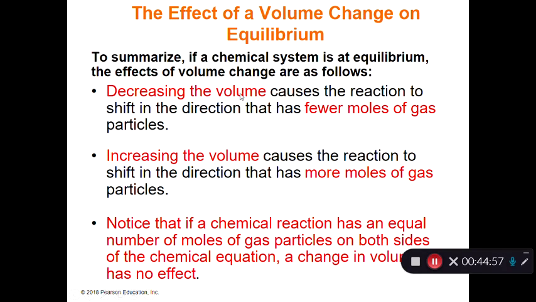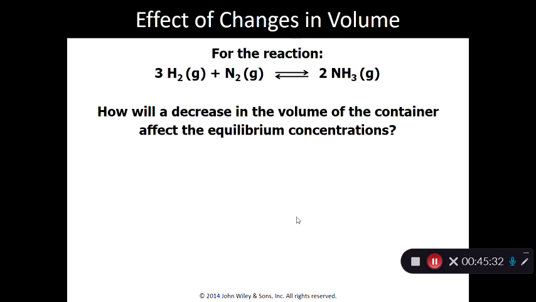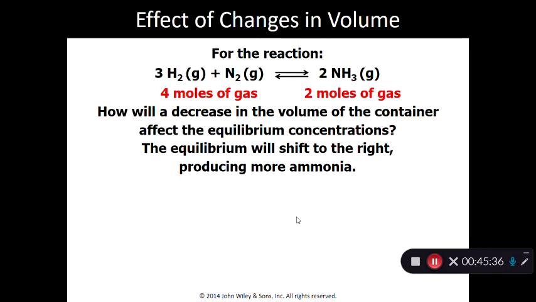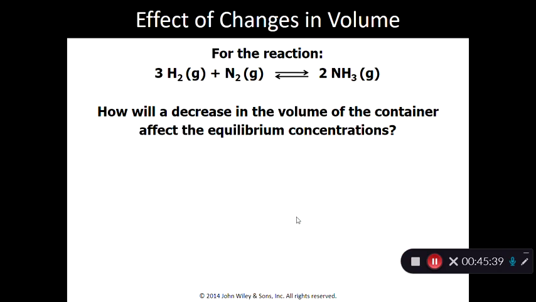Decreasing the volume makes the system shift to fewer moles of gas. Increasing volume, more moles of gas are favored by the system. If we have the same number of moles for gases, no change, no effect for the system. And if you remember, I told you equilibrium is going to be the same, neither forward nor reverse reaction is favored. Please look at this example.